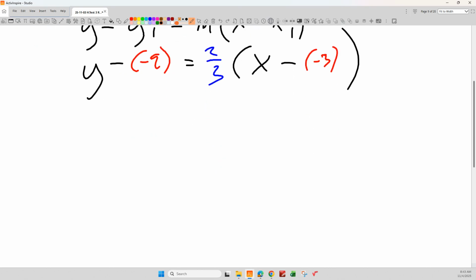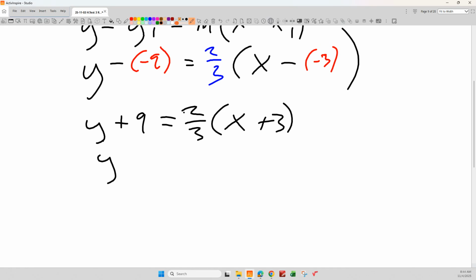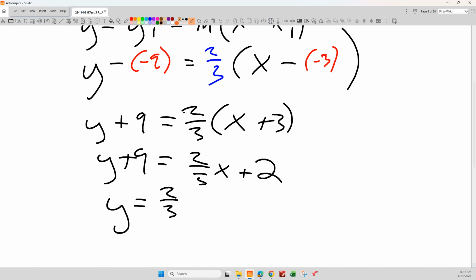Good. And then from there, it's always the same, right? We're just going to distribute the slope and then combine like terms. So first of all, y plus 9 equals 2/3 times the quantity x plus 3. If I distribute the 2/3, what do I get? Plus 2. Good. Then we subtract 9 from both sides, and we get y equals 2/3 x, what, minus 7?